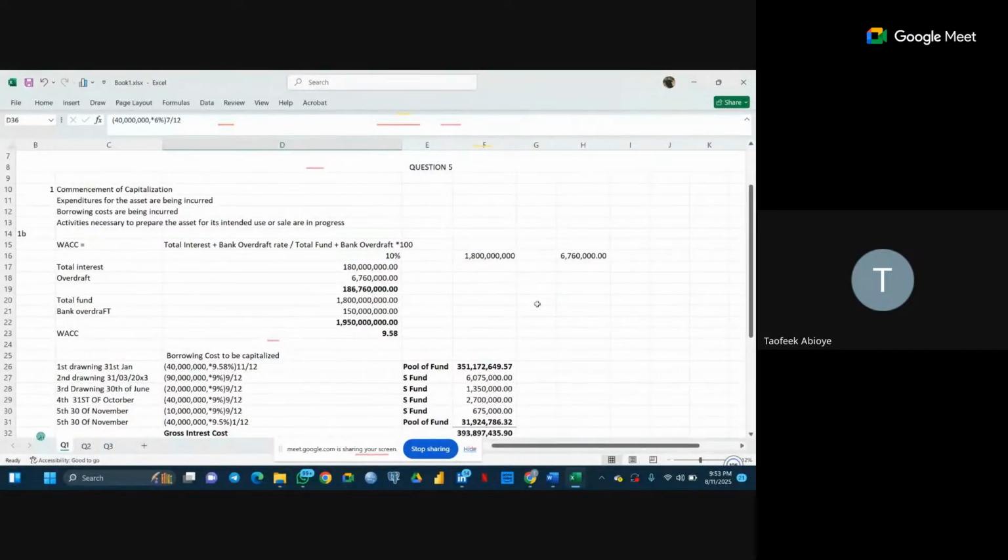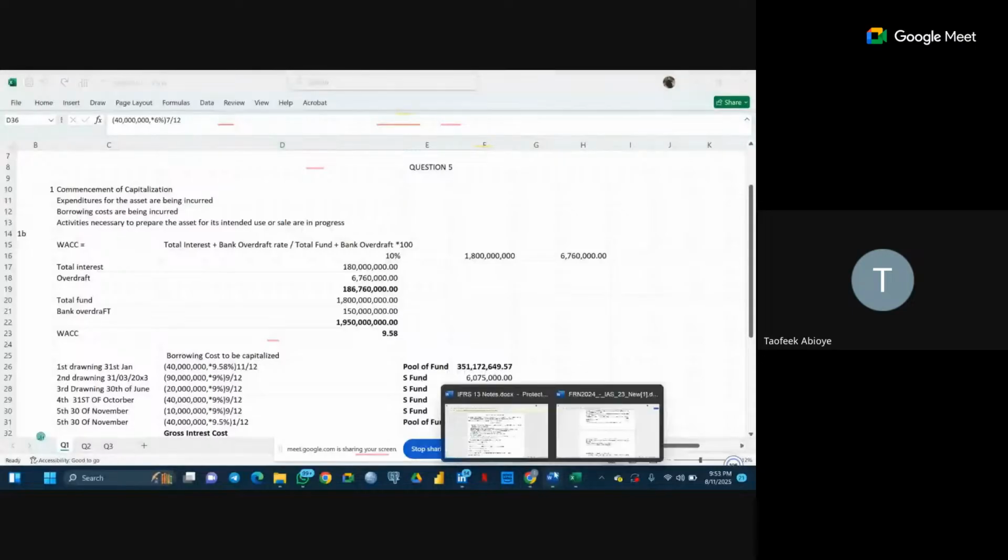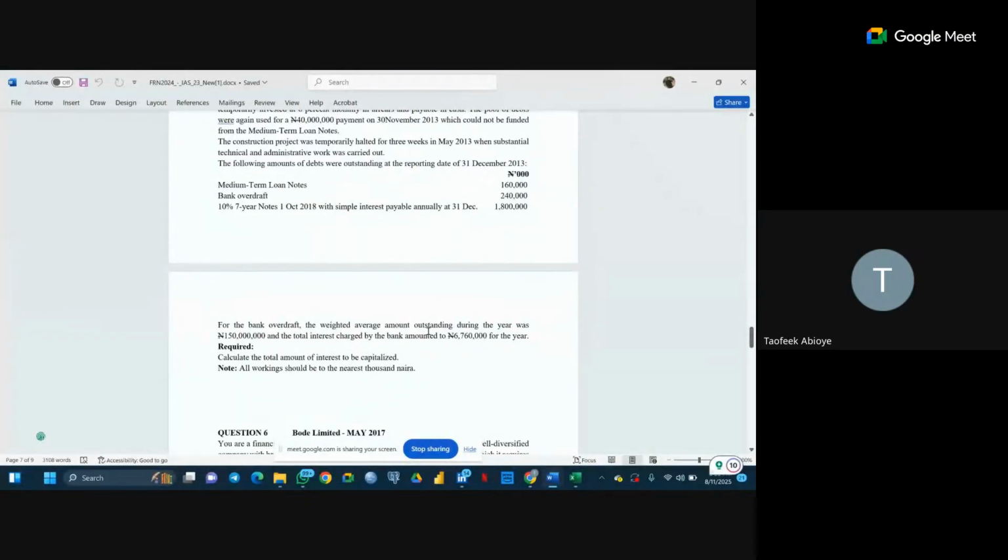To calculate our WACC, we are going to do the total interest plus bank overdraft interest, divided by total fund plus bank overdraft, multiplied by 100. The reason we're having the bank overdraft separate here is that if we check the question, they have given us the total interest figure for our bank overdraft, which means we don't need to use any rate to calculate the interest portion of the bank overdraft. We have it here in the question that for the bank overdraft, the weighted average amount outstanding during the year was 150 million, and the interest charge is 6,760,000. So they have given us the interest charge directly already.